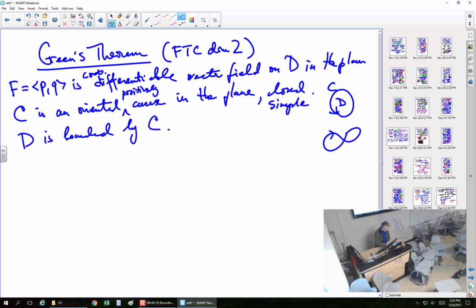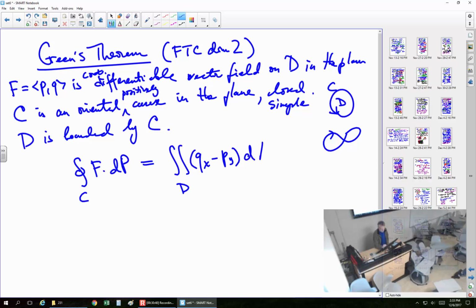Okay. So then we can write the formula. Once again, the line integral over C of F dr is equal to the double integral over D of, let me just write it, Qx minus Py. So that is the formula.